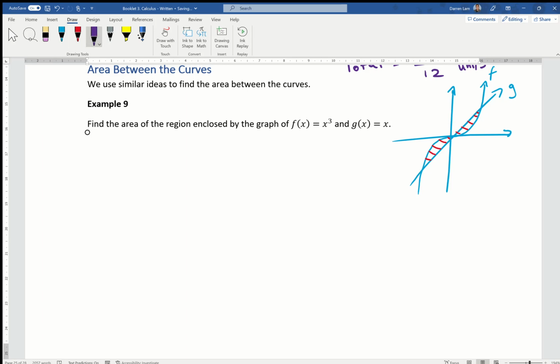I'm going to label my points. I know, of course, that's 0. This one is going to equal 1. And this one's going to be -1. Great. Let's find our areas.